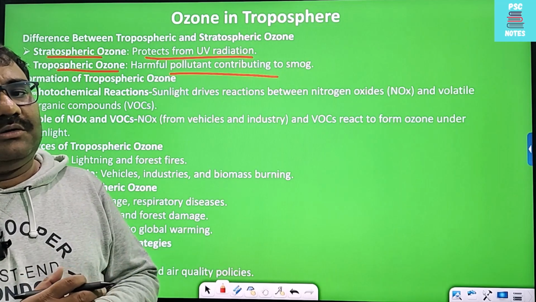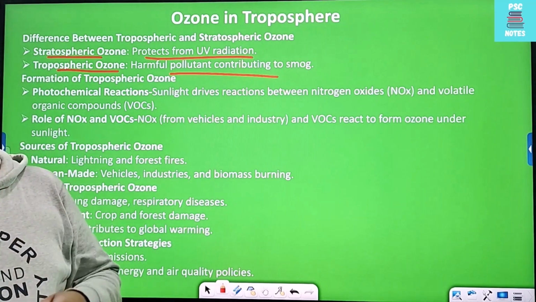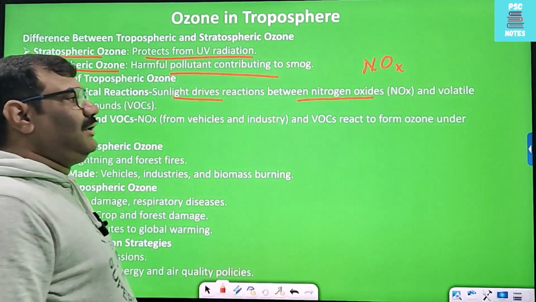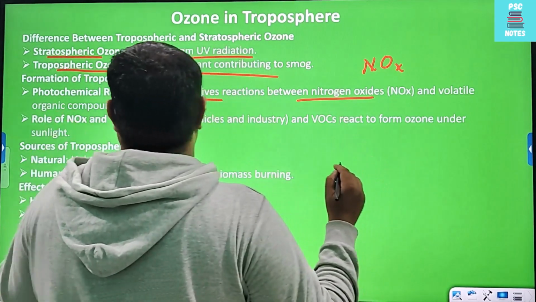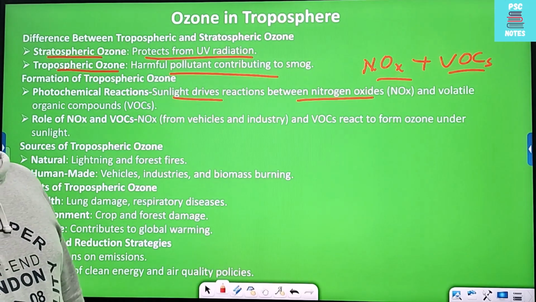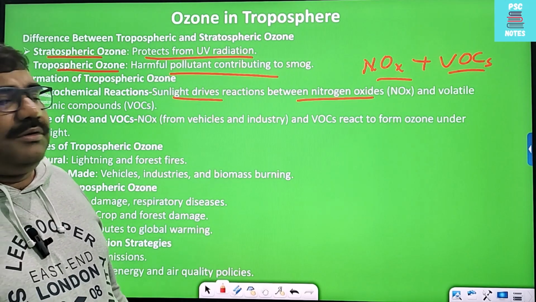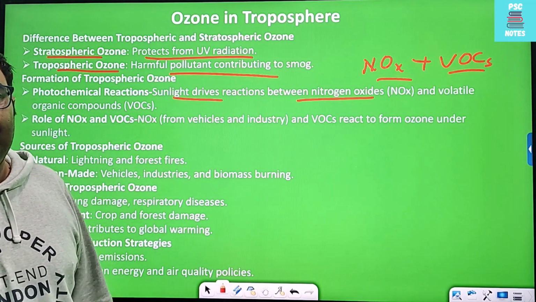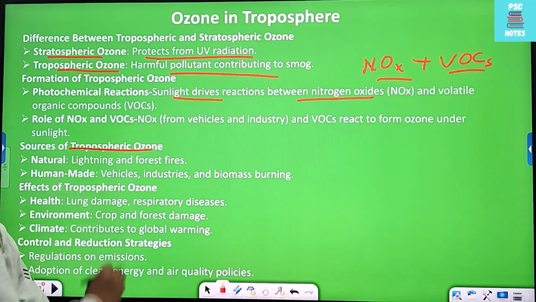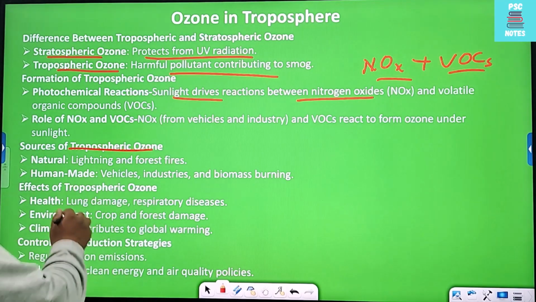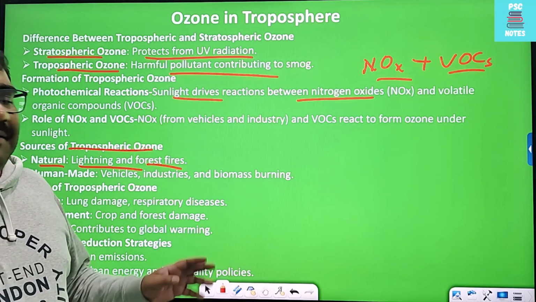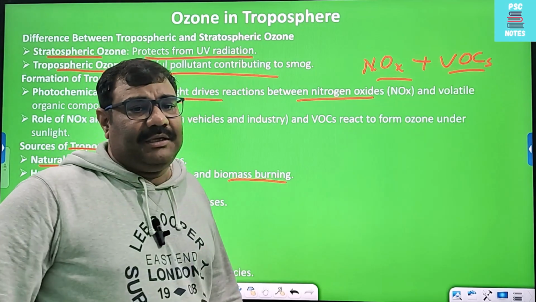And in the troposphere, how is the ozone formed? Ozone is formed by a photochemical reaction, a sunlight-driven reaction between NOx, which are nitrogen oxides, and volatile organic compounds. The reaction between them leads to the formation of ozone. Volatile organic compounds are released from vehicles and industry. The sources of tropospheric ozone can be natural, like lightning, forest fire, even volcanic, but also human made, like vehicles, industries and biomass burning.